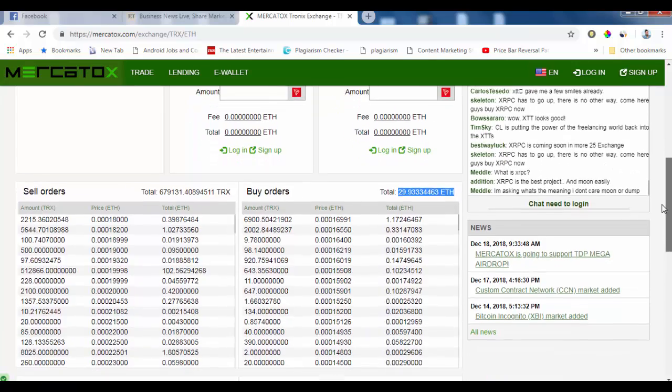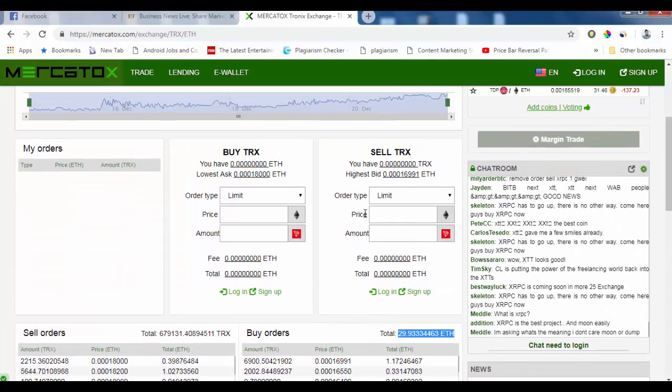So for now we can just look at Tron. It's going to be moving higher and it's in the bullish phase.